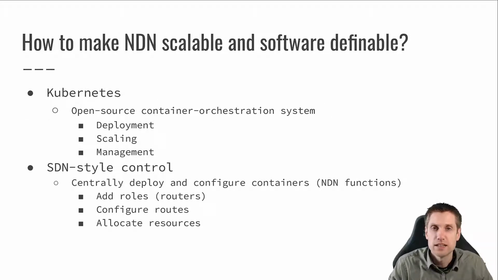So how to make NDN scalable but also software definable? Well, as I already briefly said, our NDN network is composed out of containers. So with Kubernetes you can deploy and scale these components dynamically. And with SDN style control you can use environment variables which are then picked up by scripts inside these containers to add certain roles or configure certain routes.